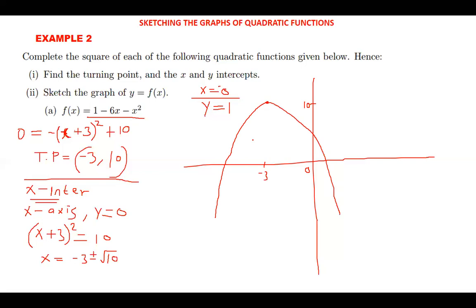The curve is meeting the x-axis at 2 points. This first point here is negative 3 minus the root of 10. Then this other point is negative 3 plus the root of 10. And then this turning point is negative 3 comma 10.